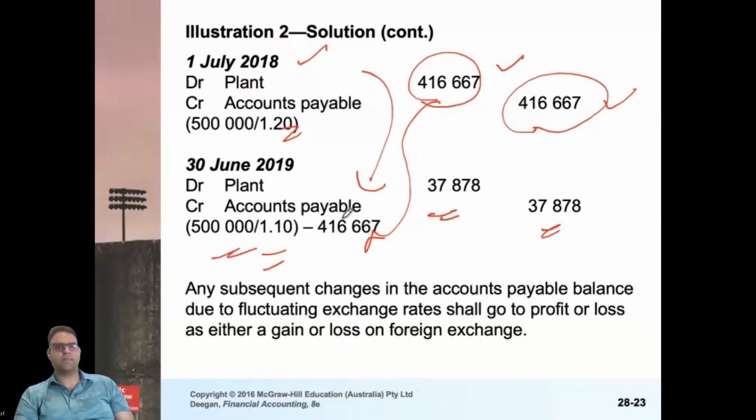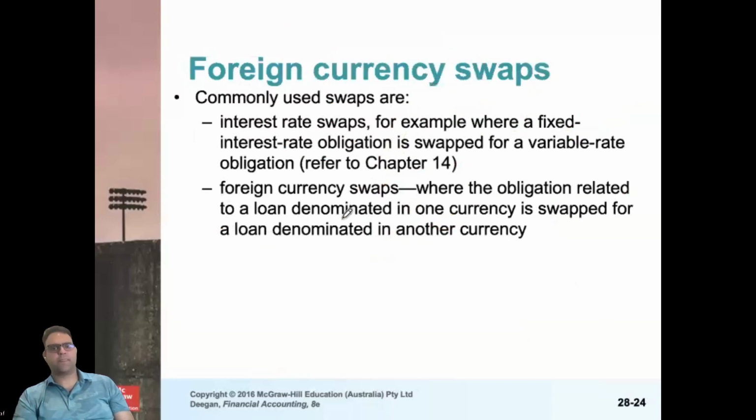Calculation is already given. So again, we do the same entry, plant to account payable, rather than charging to the profit and loss account. The reason is very simple. This is a foreign transaction, and the foreign transaction for the qualifying asset should be entered into the cost of the asset rather than writing it down into the profit and loss account. So that's what we do with the gain and the loss.